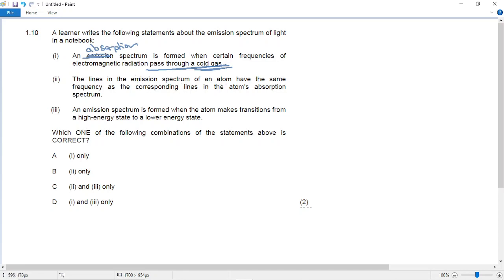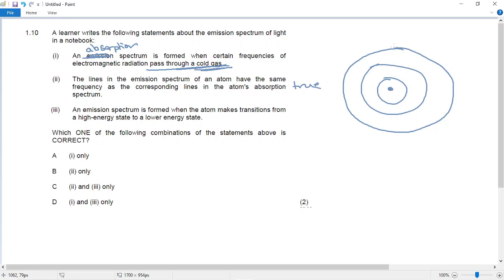The lines in the emission spectrum of an atom have the same frequency as the corresponding lines in the atom's absorption spectrum. This is true because in the Bohr theory of the atom, we have electrons at fixed energy levels. What is causing the emission and the absorption? It's when electrons jump between the different energy levels. And so they will have the same frequency, because E equals hf. So the energy is given by how far they jump in the atom.